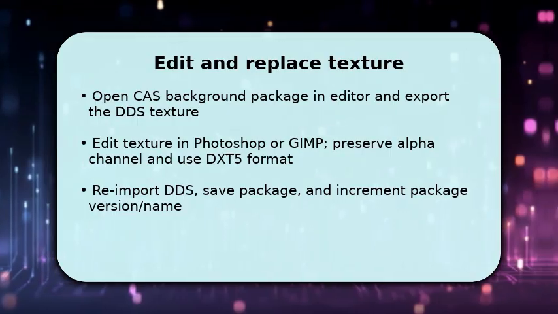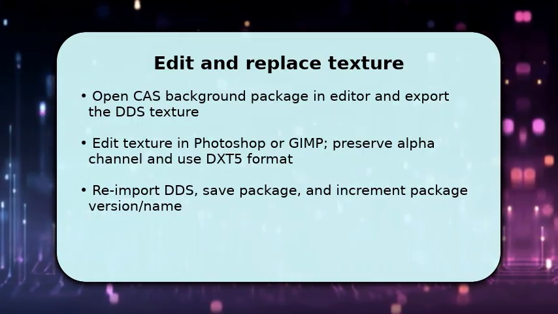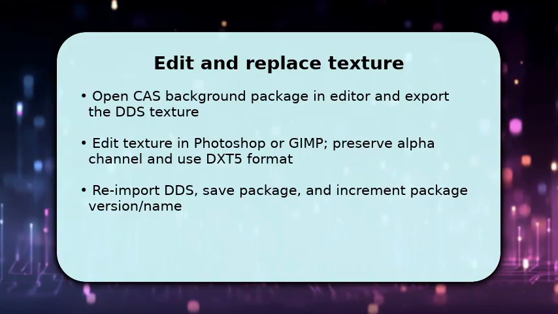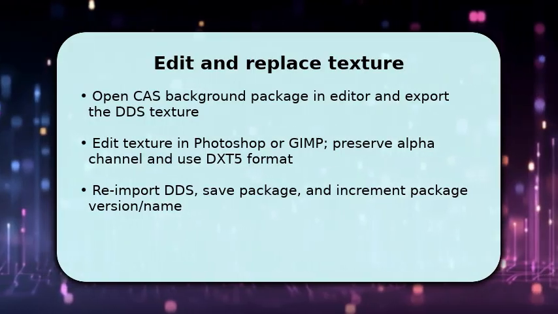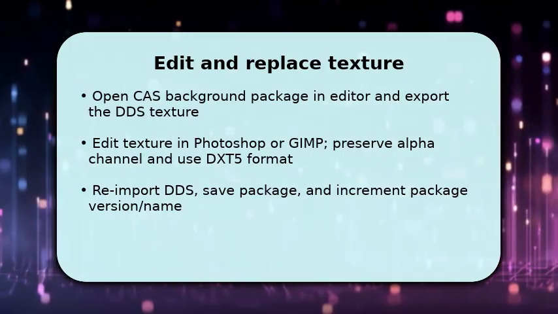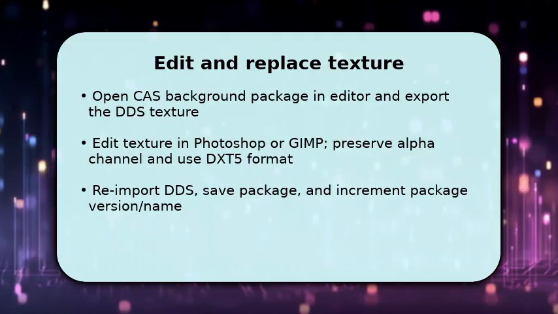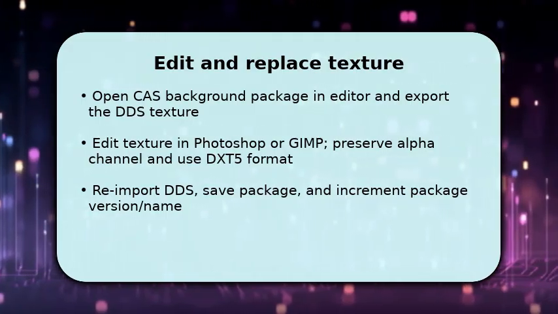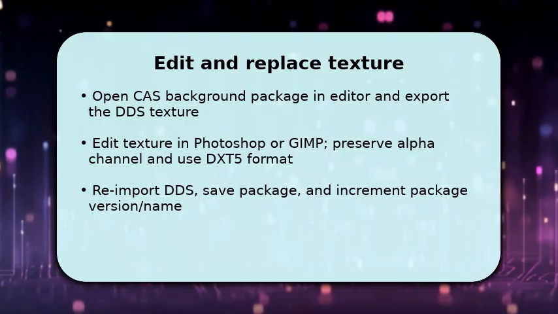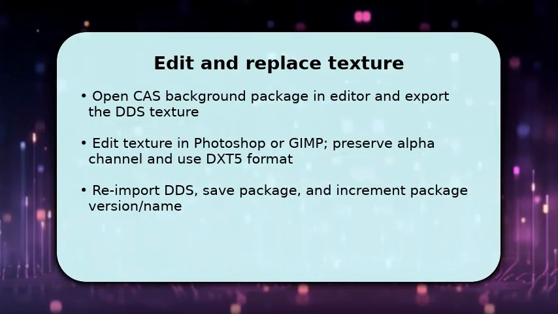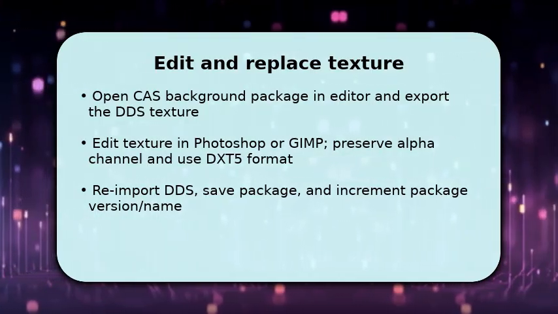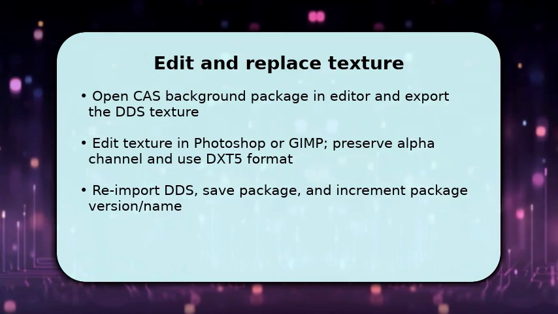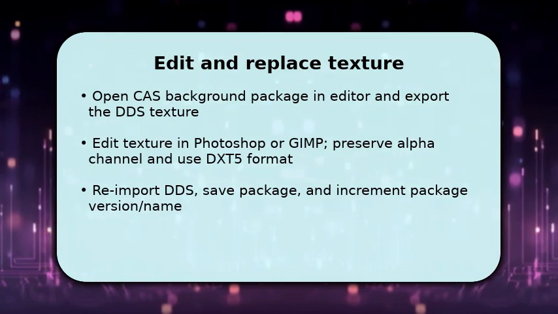In Photoshop or GIMP, preserve the alpha channel and work in RGBA, then save as DXT5 to keep transparency and quality. Once edited, re-import the DDS into the package editor and overwrite the original resource. Then save the package and increment the name or version to avoid conflict. This ensures the game loads your custom file over any defaults.